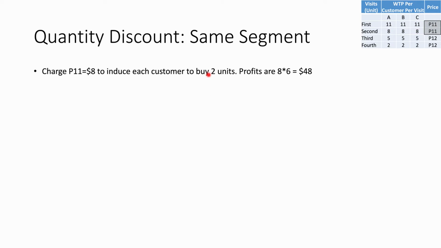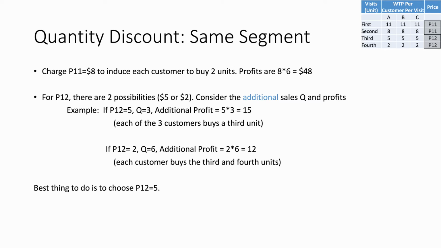Given what I've calculated before, we know that at $8, it will induce each customer to buy 2 units, and the profit is $8 times 6 tickets sold. That's $48. So what about P12? For P12, there are two possibilities, either $5 or $2.